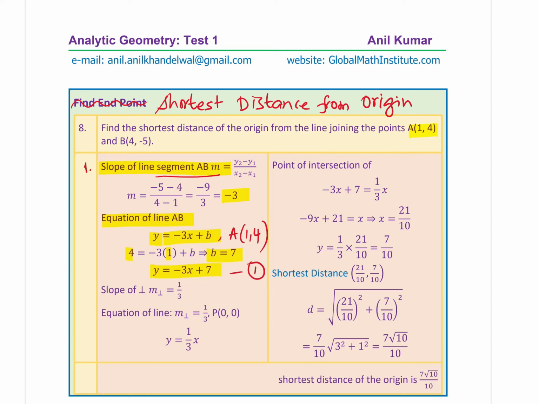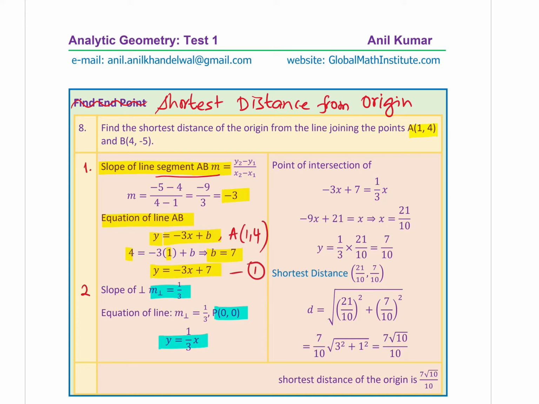Now, the second part of this is to find the equation of the perpendicular, right? So in this case, the slope of the perpendicular will be the negative reciprocal of minus 3. So we get the slope as 1 over 3. And the equation will be, since it goes through the origin, right? (0, 0).